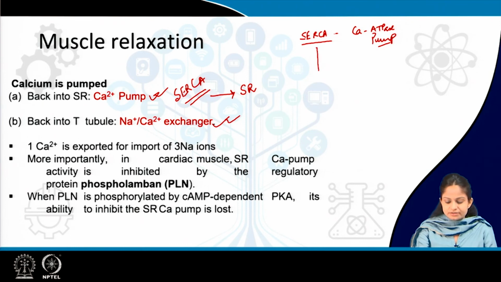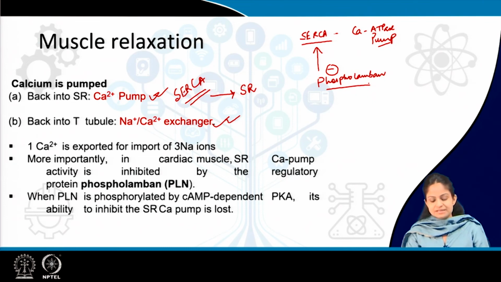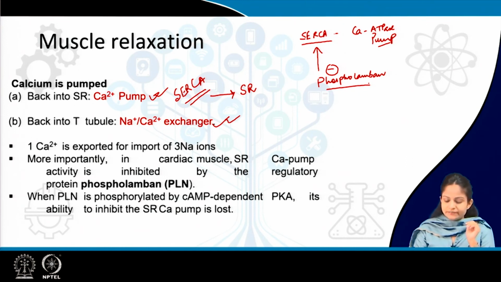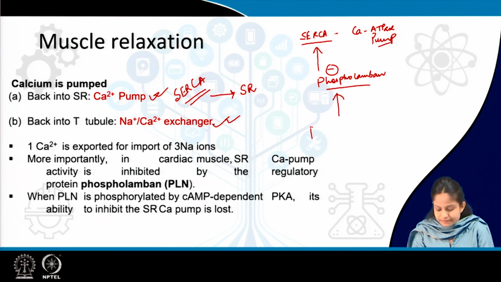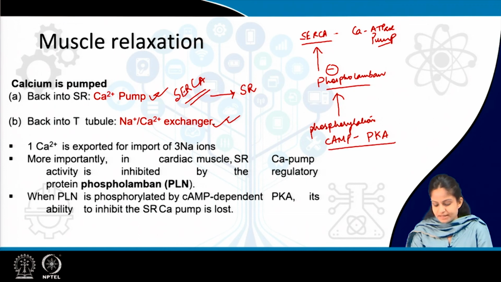So, this is usually kept inhibited by a molecule known as phospholamban. So, this phospholamban is the molecule which usually inhibits the SERCA pump. This inhibition will be removed only whenever there is a phosphorylation of this molecule, and this phosphorylation is done by none other than cyclic AMP mediated protein kinase activity.